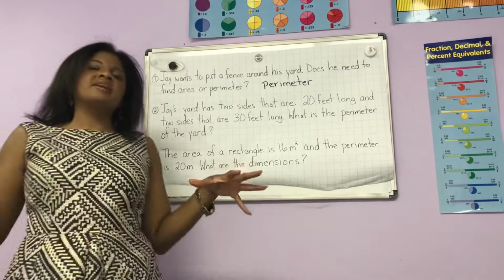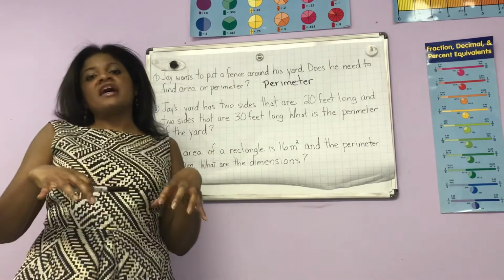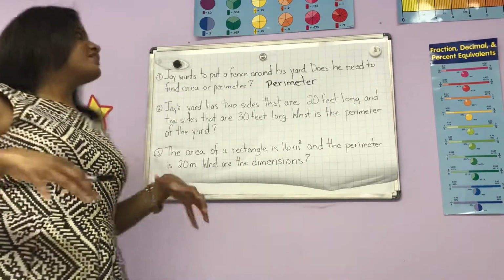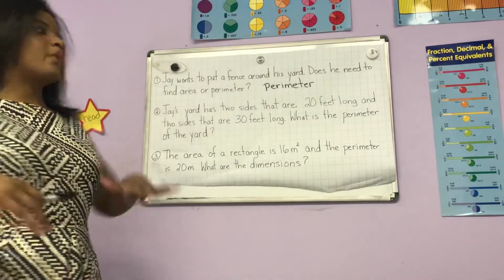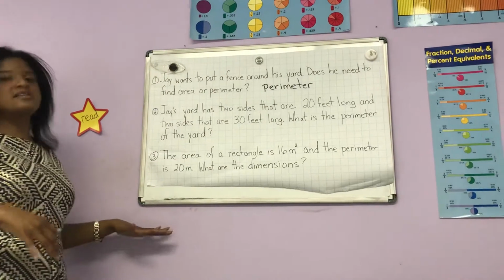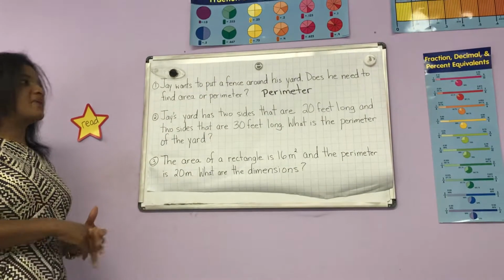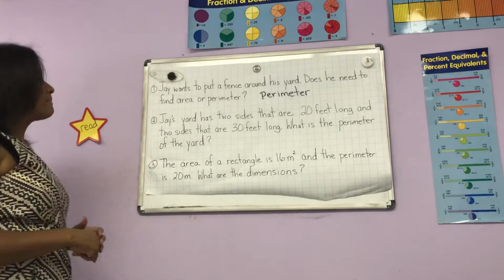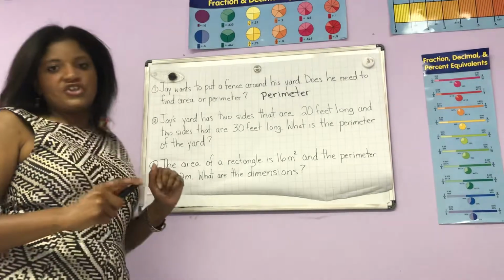He's not putting something inside his yard. He's not trying to find out how many things can fit inside his yard. He's trying to find the space around, and that is the perimeter of something. It might be a rectangular shaped yard or something like that. Now let's learn more about Jay's yard.